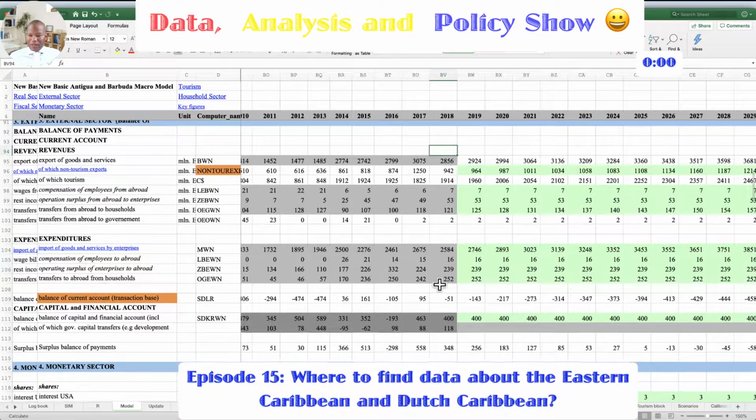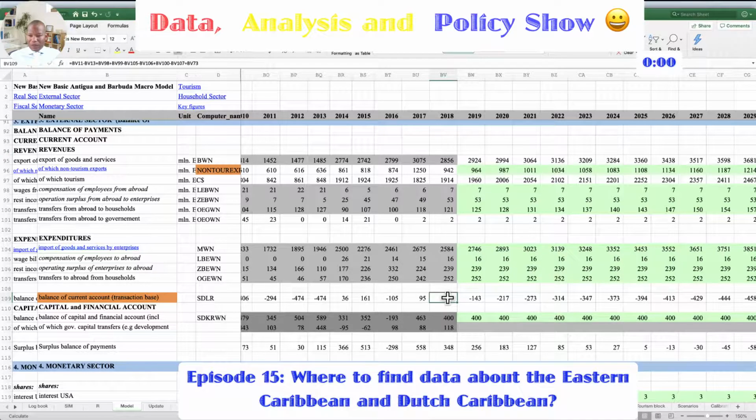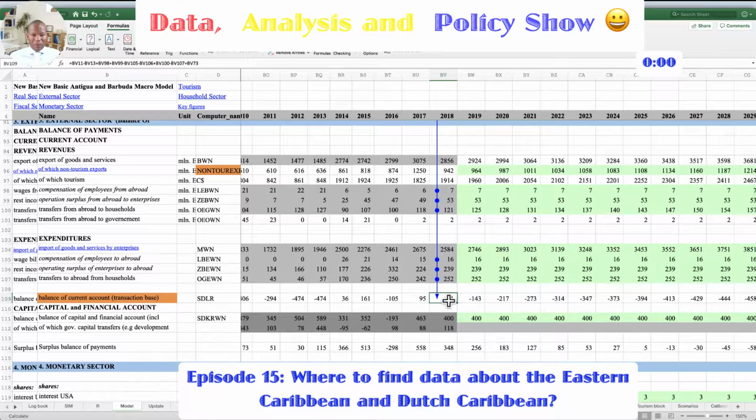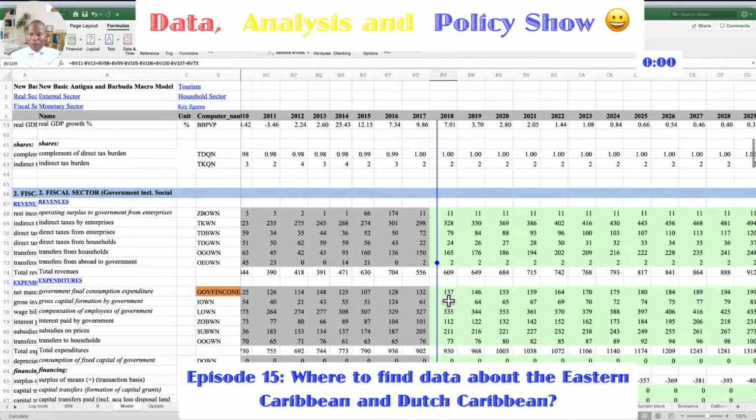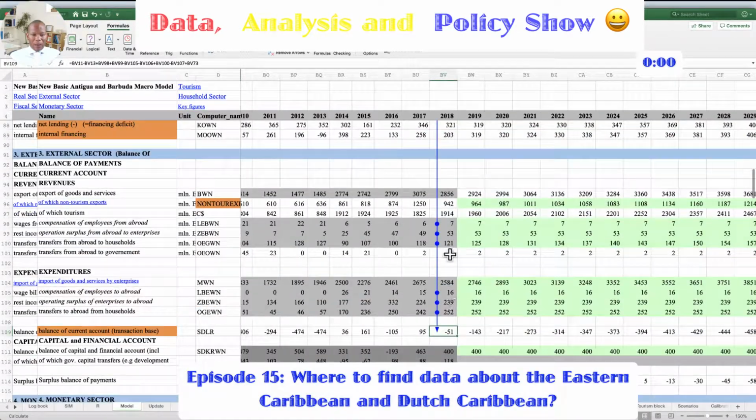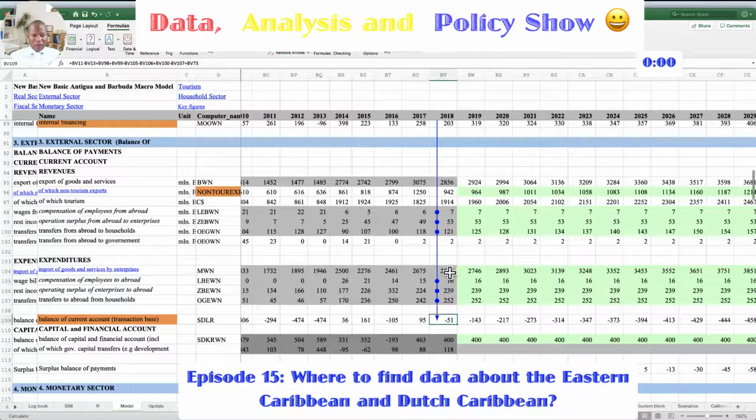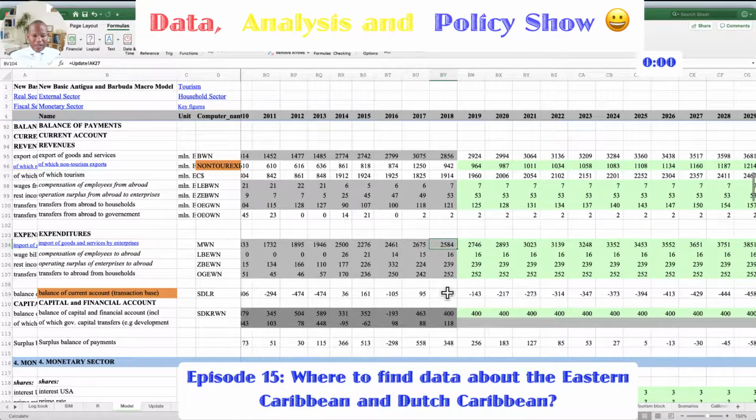So look at the balance accounts. Let me see imports and exports, and we look at the data. The balance of current account, that means, let me see. No, I made a mistake. Sorry. The exports here are a little bit lower than the imports. You see? So there is a deficit there of 51.